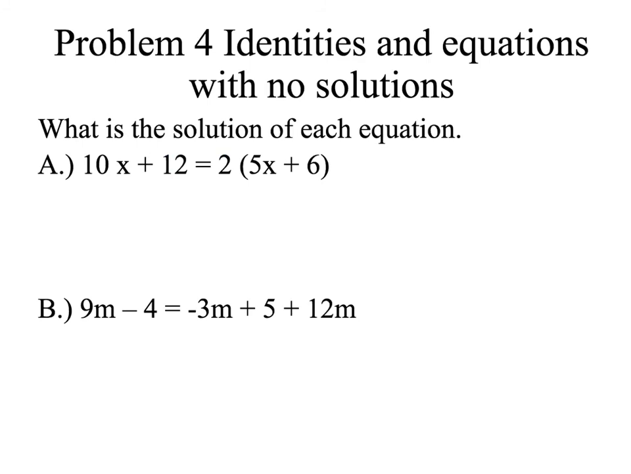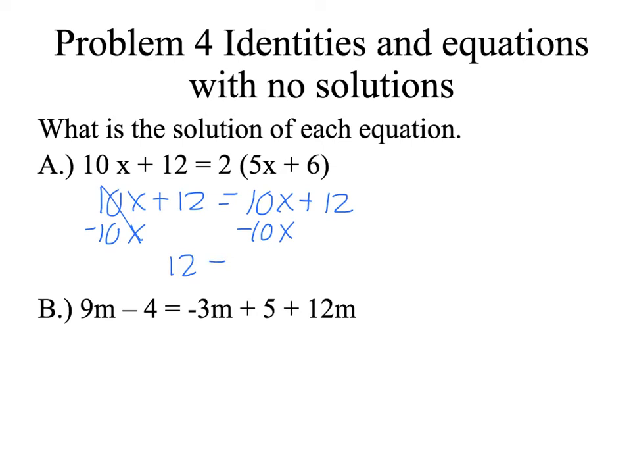Okay, so what's the solution of each equation? So for part A, this half is already done, so we have 10x plus 12. Then let's do the distributive property over here, 10x plus 12. And just pretend you know nothing about this. So to get variables on the same side, I would subtract, now it really doesn't matter here, right, because they're both 10. So I would subtract 10x from both sides. And 10x minus 10x is 0.